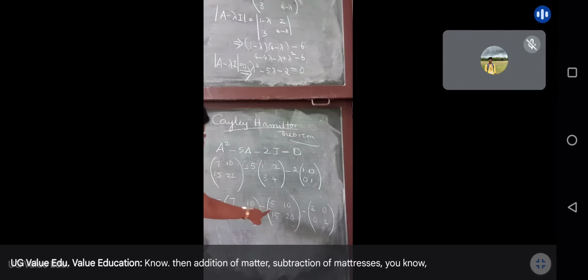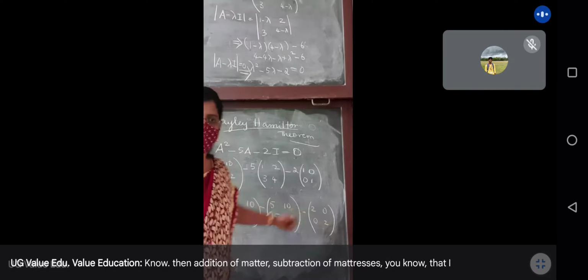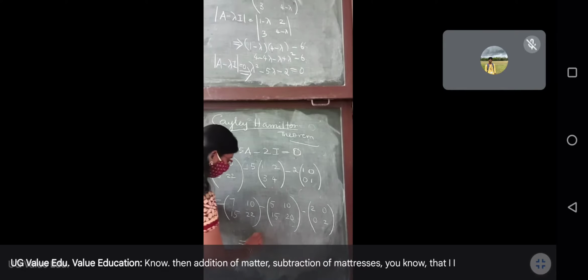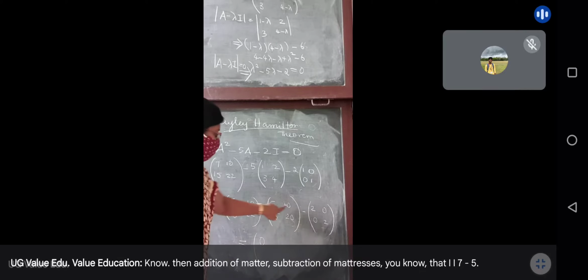So subtract: 7 minus 5 minus 2. 7 minus 5 is 2, 2 minus 2 is 0. 10 minus 10, 15 minus 15, 22 minus 22, 22 minus 2 minus 20. What has come? 0, 0, 0, 0. Correct, Naveen? So the matrix is 0, 0, 0, 0, which is the zero matrix.